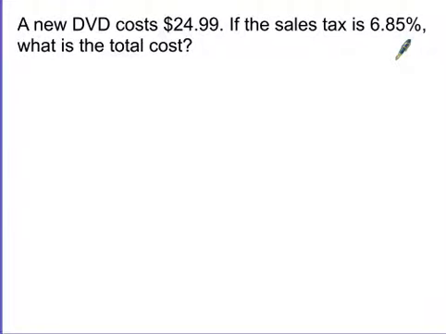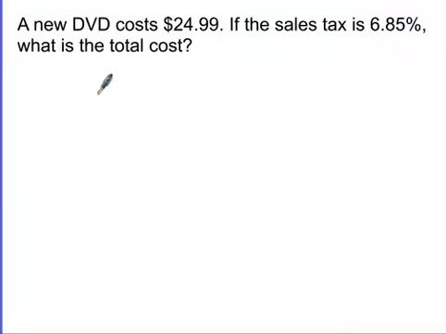Now then, let's move on and talk about increase and decrease from the standpoint of sales tax and discount. So if we have a sales tax, you have to add that into your cost to know if you can buy something or whatever, right? So a new DVD costs $24.99. If the sales tax is 6.85%, what is the total cost?